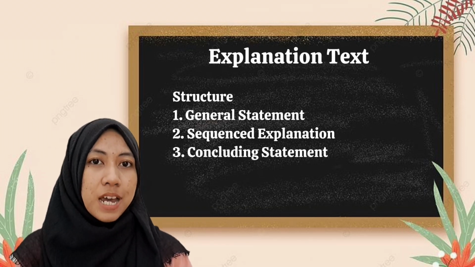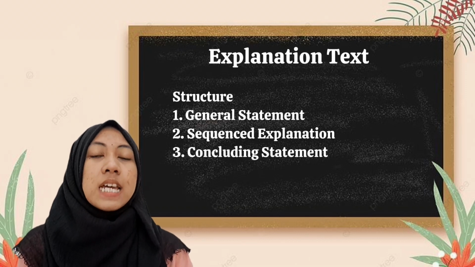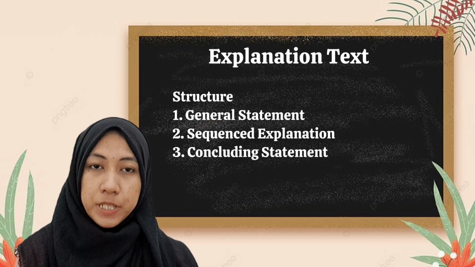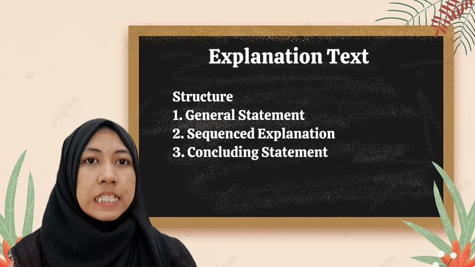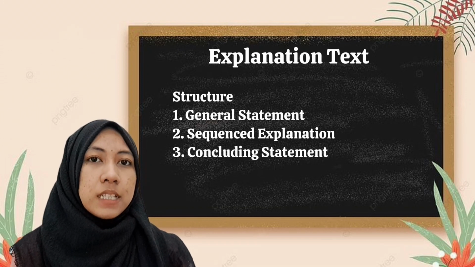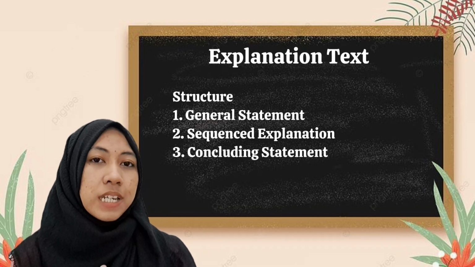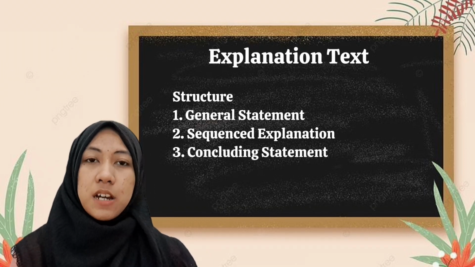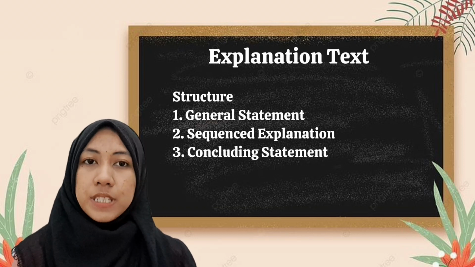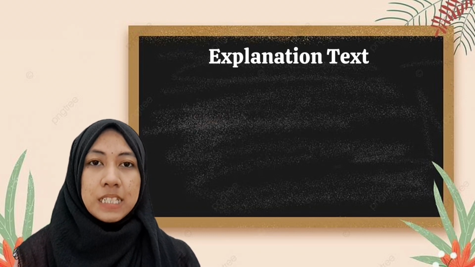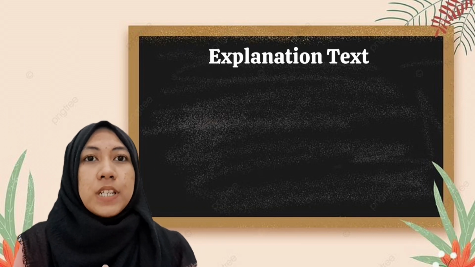Then after that, we have concluding statement. The conclusion summarizes the main points of the explanation. It may restate the key steps or components and wrap up the explanation. Additionally, the writer can provide a closing thought or emphasize the importance or relevance of the topic. And then the features of the explanation text.